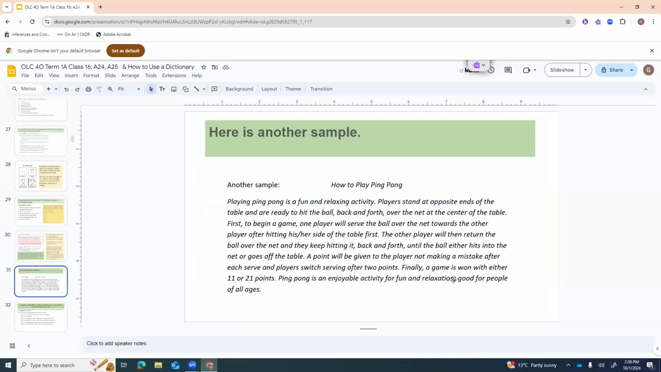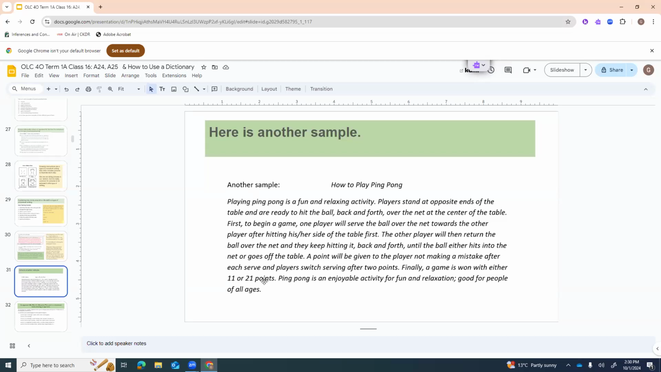Here is an easier to understand example, how to play ping pong. Playing ping pong is a fun and relaxing activity. Players stand at opposite ends of the table and are ready to hit the ball back and forth over the net at the center of the table. First, to begin a game, one player will serve the ball over the net towards the other player after hitting his or her side of the table first. The other player will then return the ball over the net, and they keep hitting it back and forth until the ball either hits into the net or goes off the table. A point will be given to the player not making a mistake after each serve, and players switch serving after 2 points. Finally, a game is won with either 11 or 21 points.